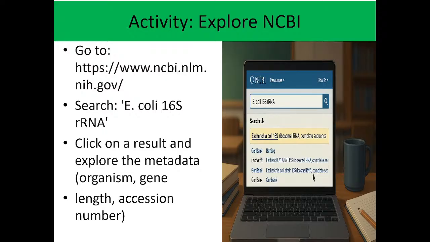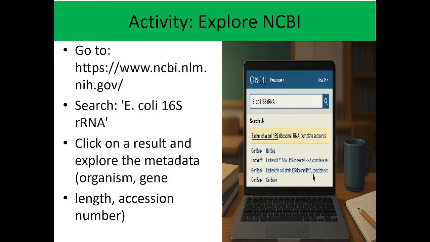So when you get to NCBI, you just type the organism you are looking for. If you are looking for Pseudomonas, type Pseudomonas aeruginosa. If you are looking for Plasmodium, type it there. Whatever organism you are looking for, just type it there and type 16S ribosomal RNA.